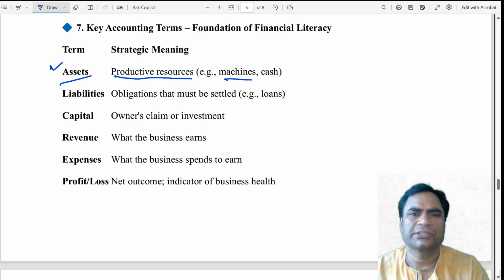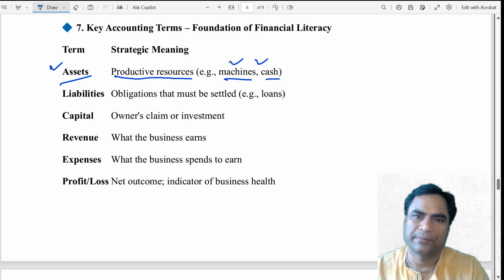For example, machines, cash. They are the productive resources. What does this mean by productive resources? Productive resources means the resources which are used in the production process. So machines are used in the production process. Cash, through cash we buy materials, men, machines, everything. So cash and machines both are known as assets.